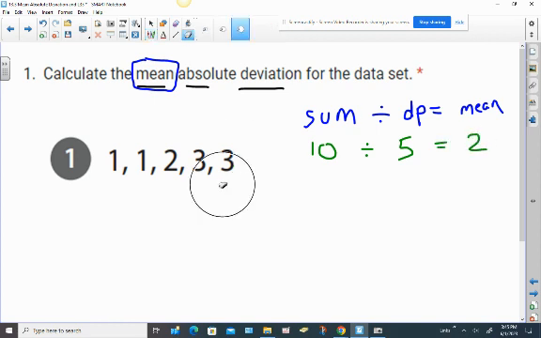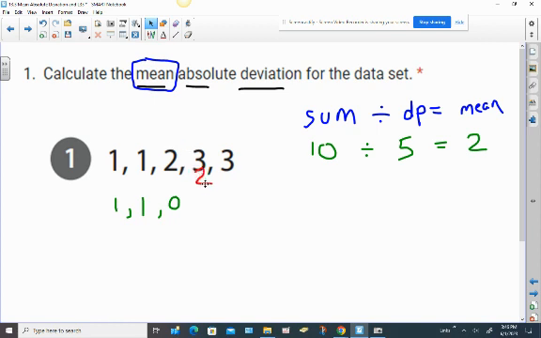So we're going to take that number of 2, and I'm going to write it like this. And we have to find the difference between each value and the number 2. In other words, how distant would they be on a number line? We're finding the distance that they are apart from each other on a number line. So 2 minus 1, that would give us 1. 2 minus 1 would give us another 1. 2 minus 2 would give us 0.